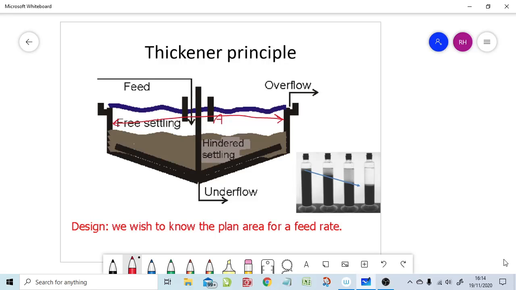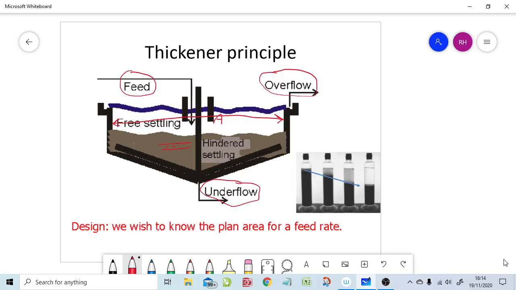And then we'll be looking at a force balance of solids that's settling in the hindered settling regime inside the device. This device is a continuous device. We're continually feeding material in. Material is overflowing, hopefully with no solids. All the solids come out the bottom section here. So it's a continuous device.